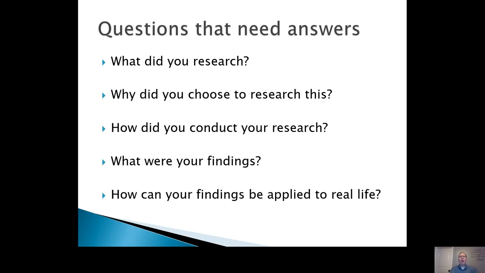Questions need answers on research. What did you research? Why did you choose to research it? How did you conduct the research? What were your findings? And then I think this last one is really, really important. How can your findings be applied to real life? If a student did some kind of research on fertilizer and they applied it to their pumpkin crop, I think that's phenomenal. And that's the kind of thing that we should be encouraging and looking for in our applications.